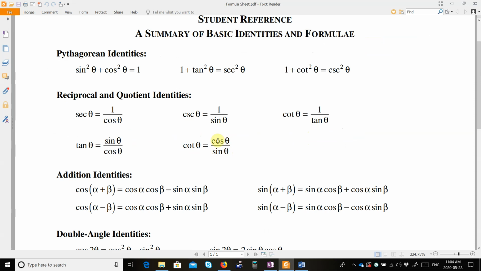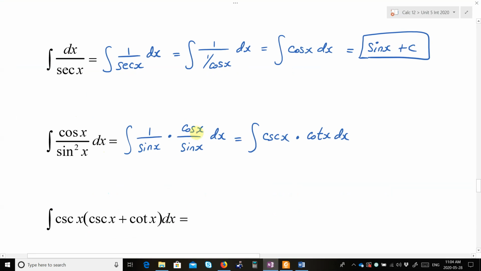Right, if we check out our identity sheet, cotangent theta is cos theta over sine theta. So cos x over sine x is cotangent x. Okay, and the integral of cosecant x cotangent x, we have a formula for that. It is negative cosecant x plus c.